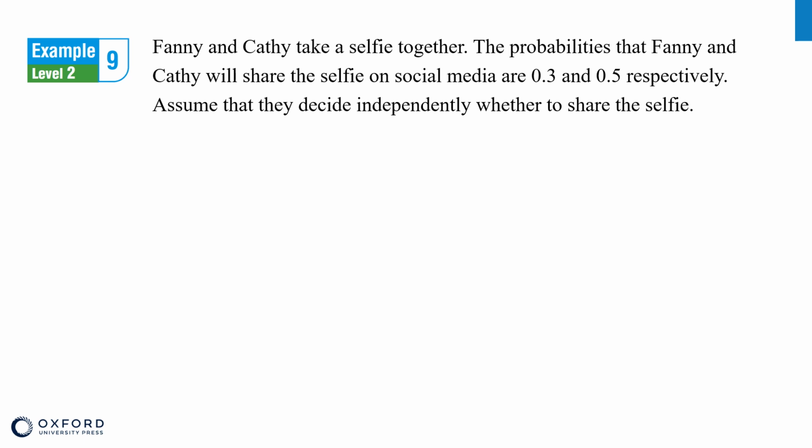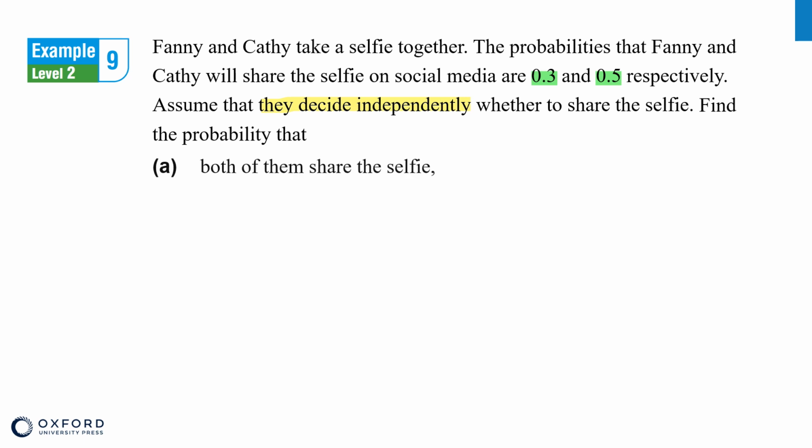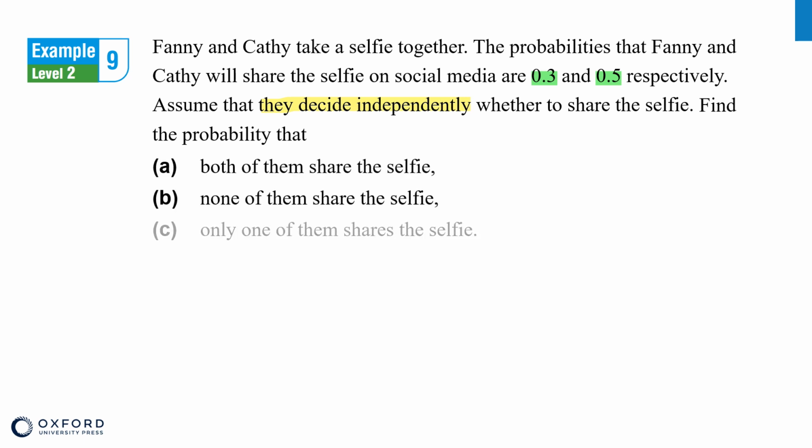This video is about how to solve a probability problem involving two independent events. The question provides the probabilities for Fanny and Kathy to share a selfie on social media, which are 0.3 and 0.5 respectively. It's given that their decisions of sharing the selfie are independent. We need to find the probabilities that both of them share the selfie, none of them share the selfie, and only one of them shares the selfie.